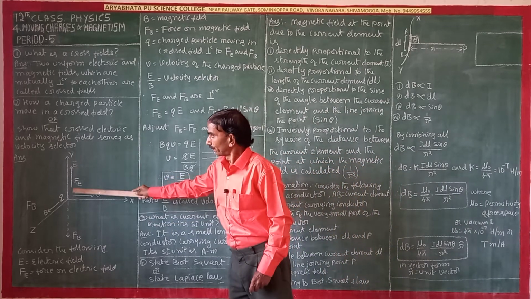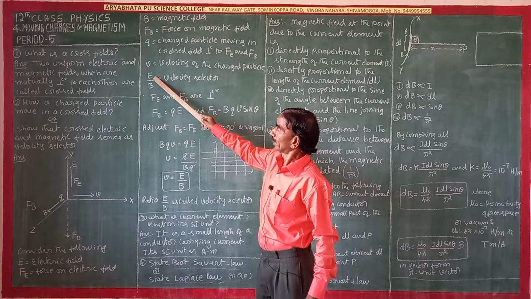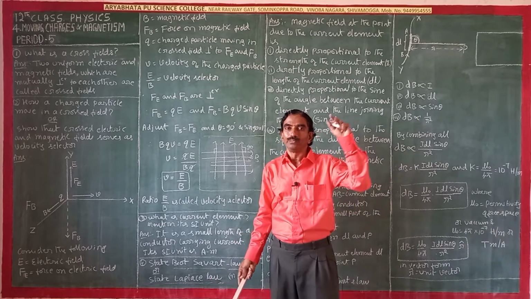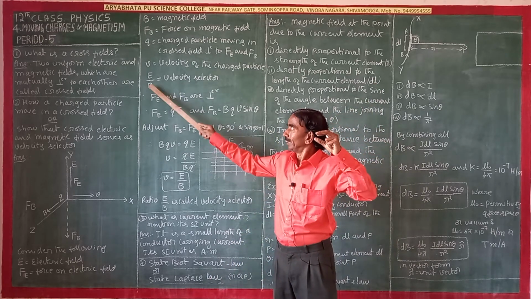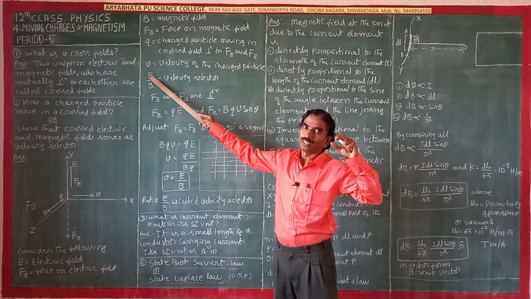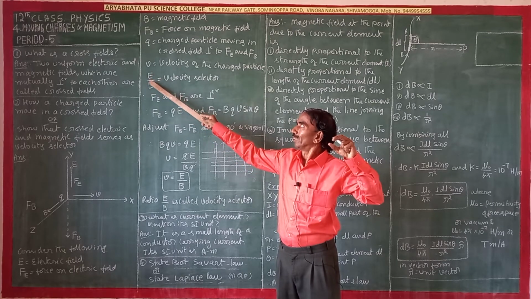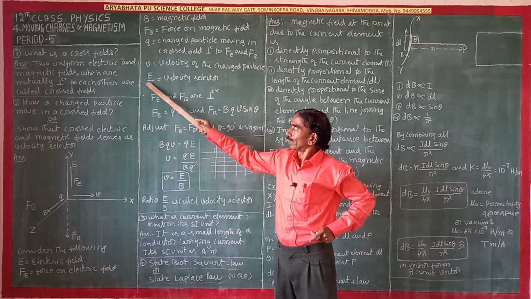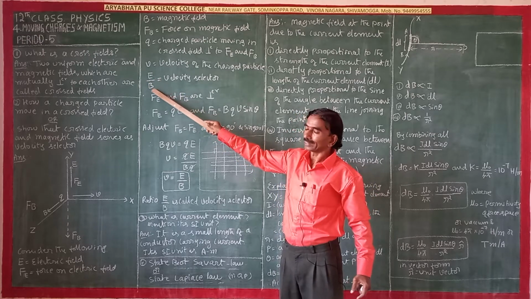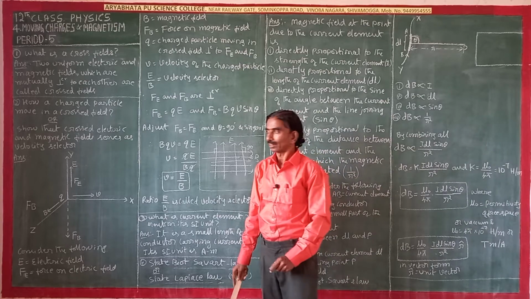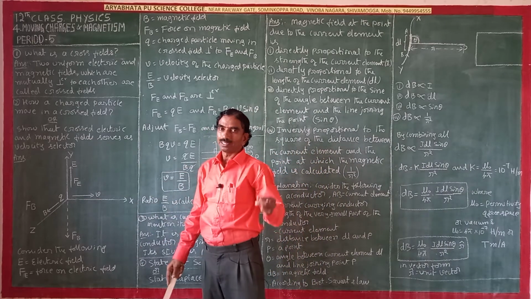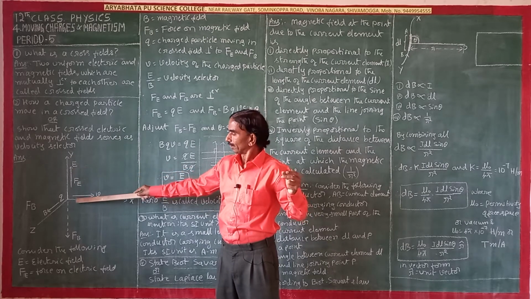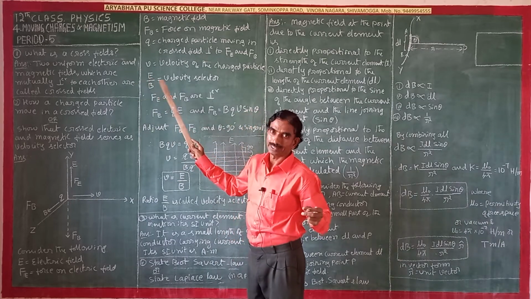And the ratio of the electric field and magnetic field, E by B, is the velocity selector. Velocity selector means we can change the velocity by increasing or decreasing the electric field or magnetic field. Any one we can change, and the velocity also changes. That is called velocity selector. If we change the current, the electric field also changes.